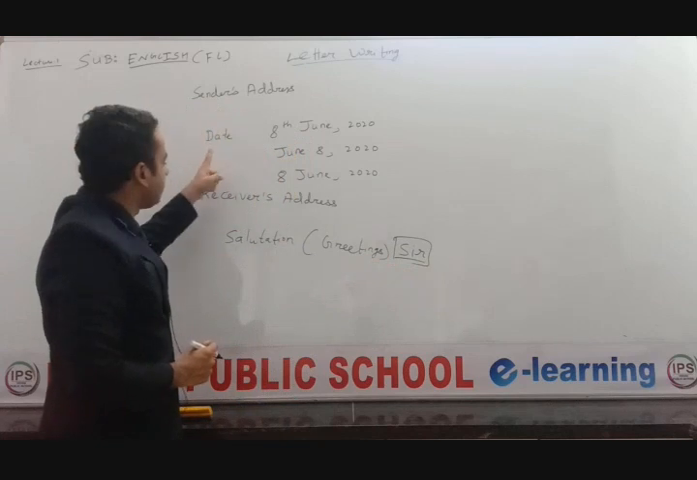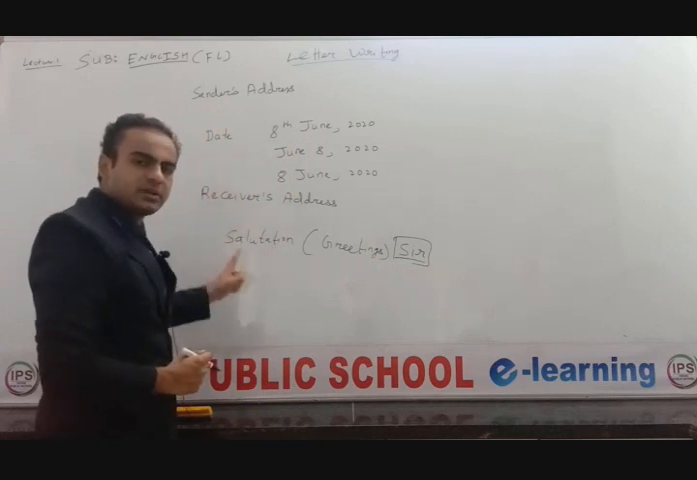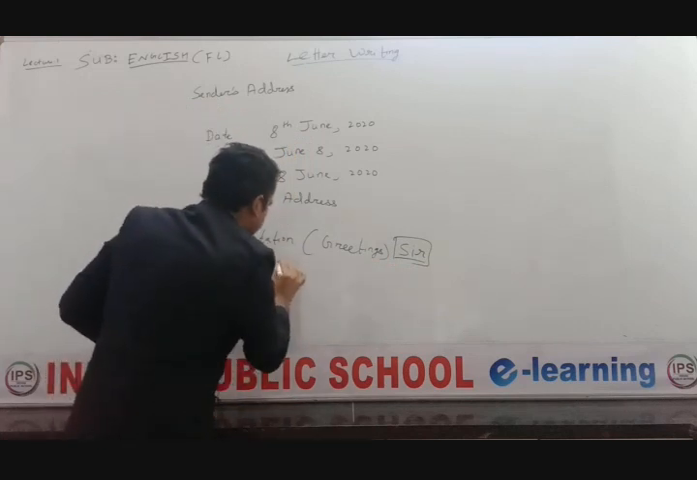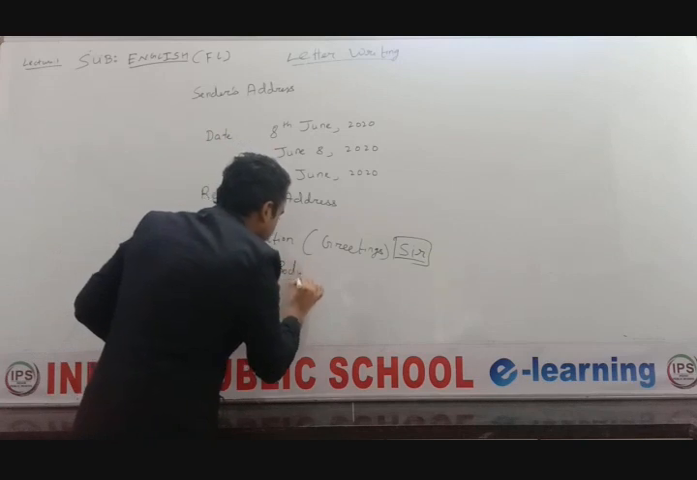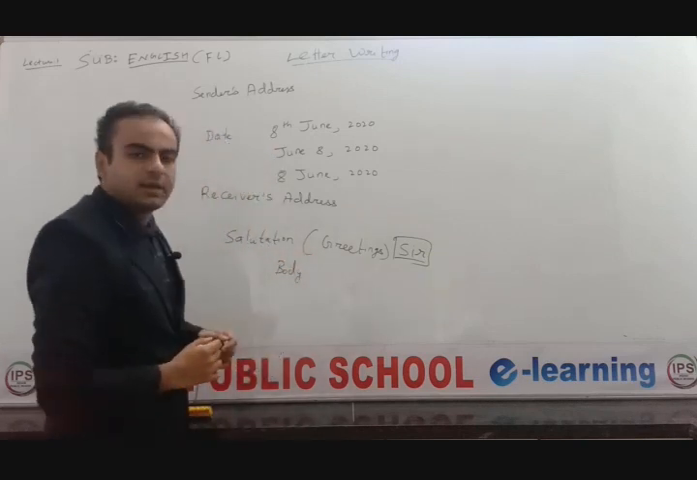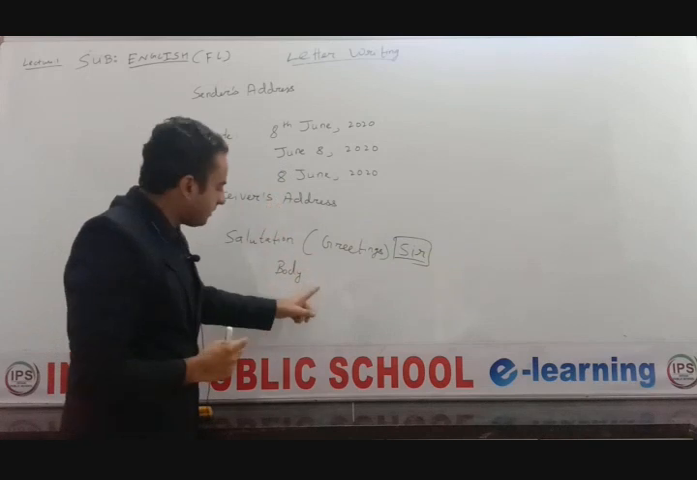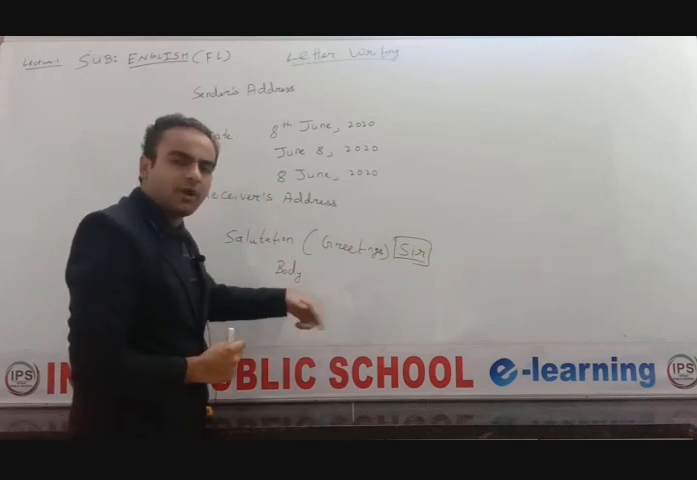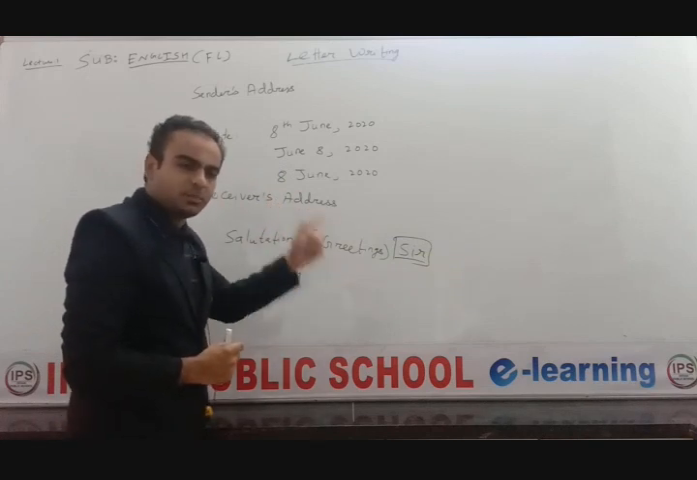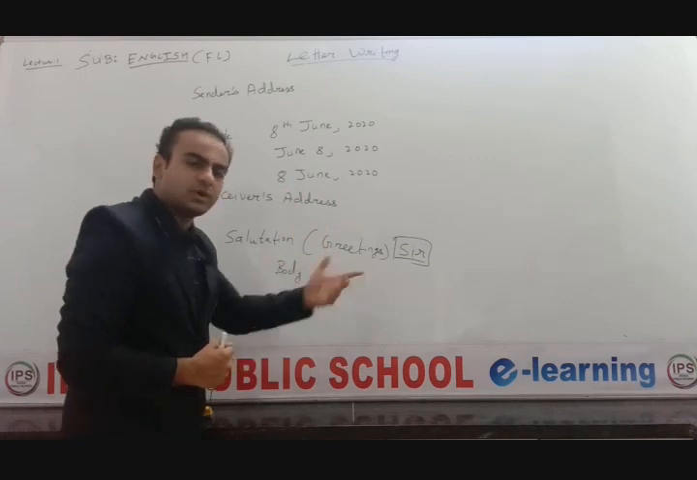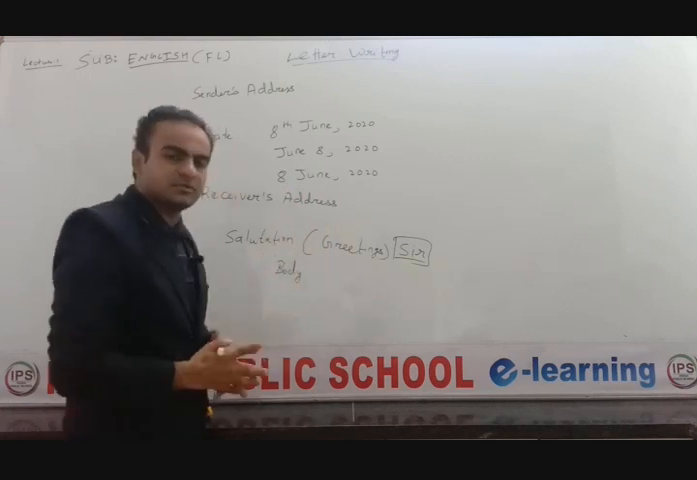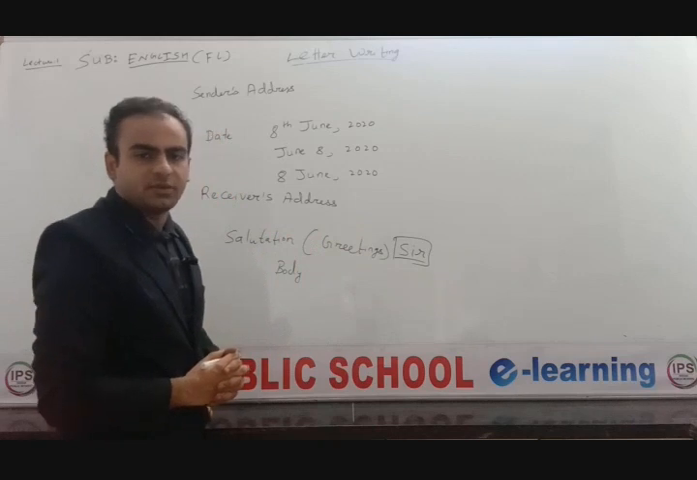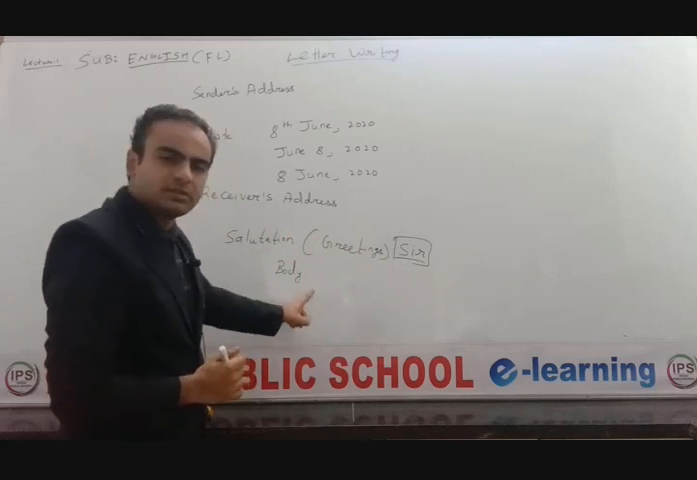Sender's address, date, receiver's address, salutation, and then comes the main part, that is the body of the letter. Everything comprises in this body: why you are writing the letter, what is the purpose of writing the letter, to whom you are writing the letter, and some solutions regarding the problem that you are facing. Everything will come in this letter writing.